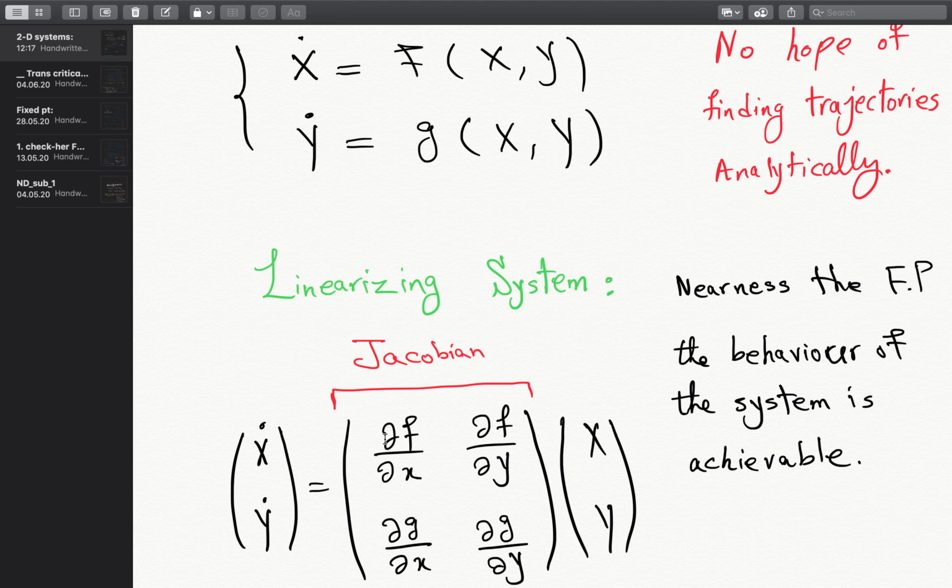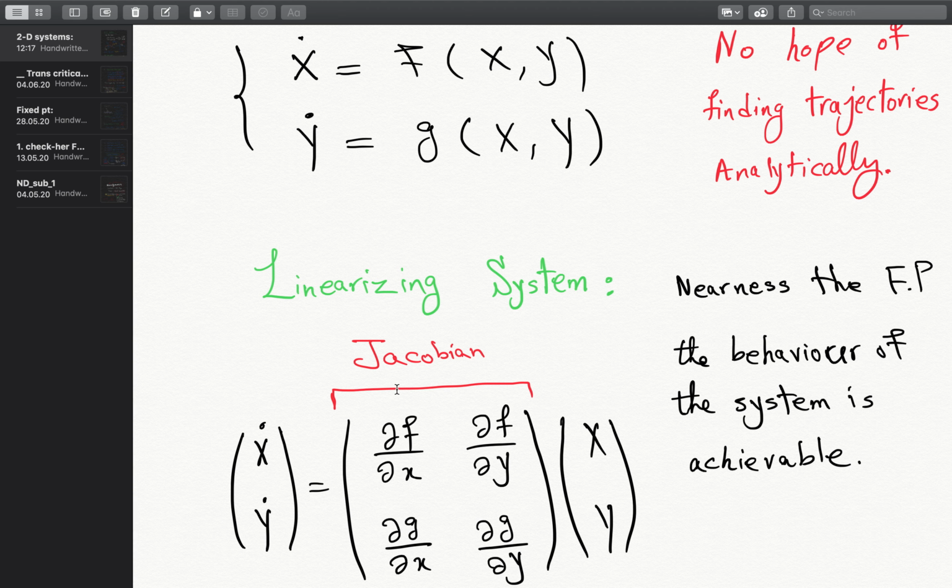Therefore, the first row is f. The second row is g. This is x dot, which is f. This is y dot, therefore it is g.